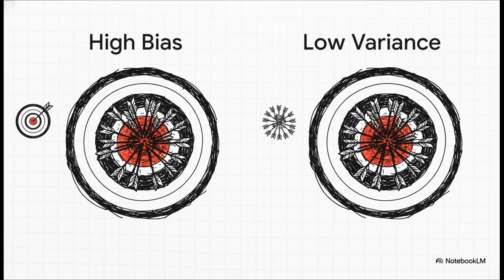Now, what does that actually mean? High bias is simple. The model is just making the wrong assumptions. It's just plain wrong about the data. And low variance? This one's a little tricky. It means the model's predictions are super consistent, but they're consistently wrong. Think about that. It's stubborn. No matter what you show it, it just keeps giving you the same bad answer.